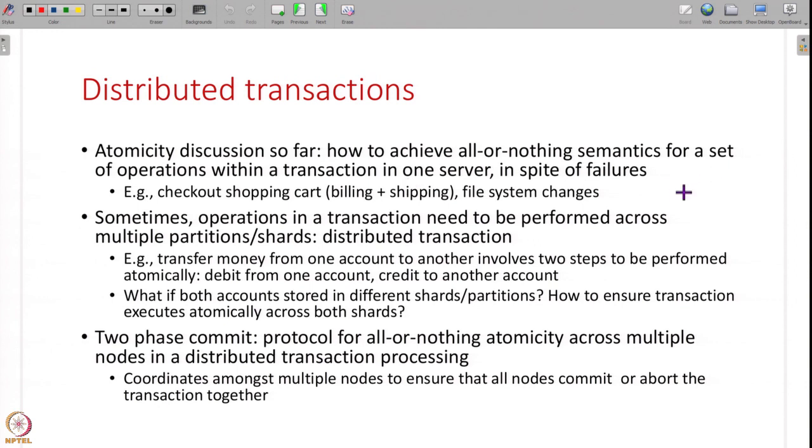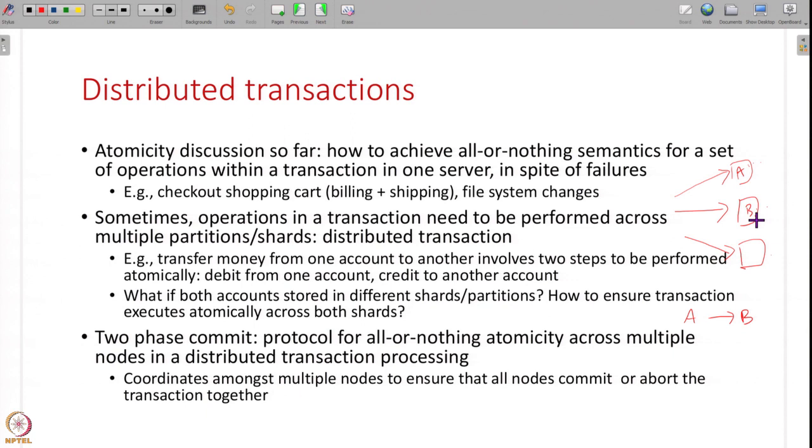Suppose you have a banking server that has partitioned the account information of users across multiple shards or replicas, some accounts are here, some accounts are here, some accounts are here. And you have to do a money transfer from account A to account B, and account A is stored here and account B is stored at this server. Then what do you have to do? What you need is a transaction spanning these two different partitions, where you have to deduct money here, you have to add money here, and this has to happen atomically. Either it happens in both places or it does not happen at all.